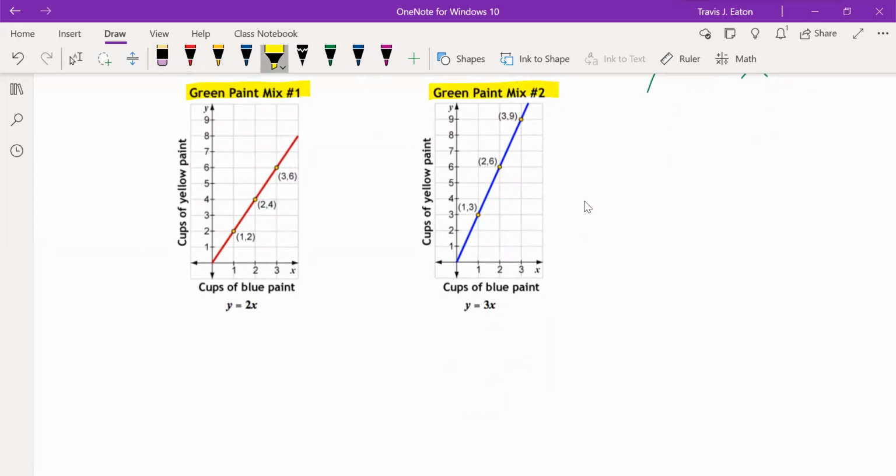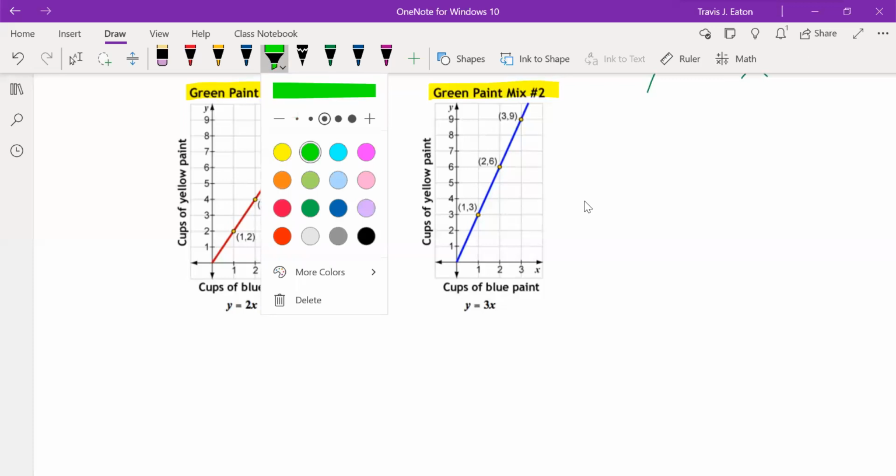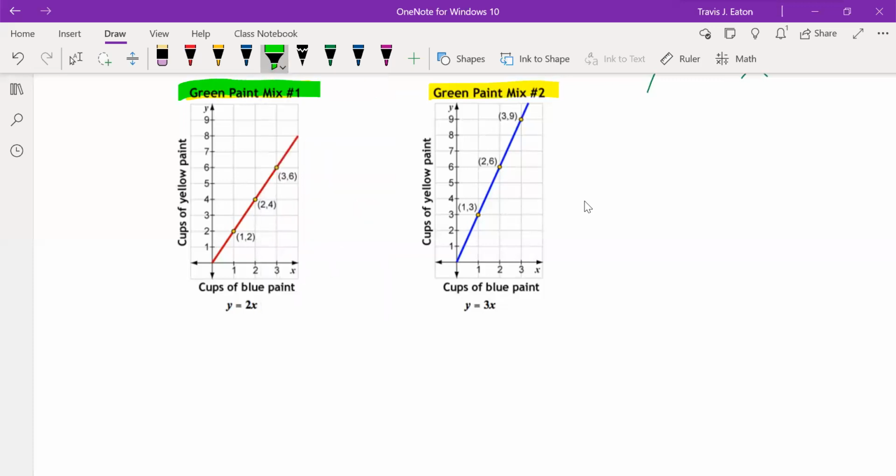Now, on both of these graphs, I want you to notice that on the y-axis, we have the cups of yellow paint. On both of them, that's the same. On the x-axis, we're talking about the cups of blue paint. So that's something that is similar, right?